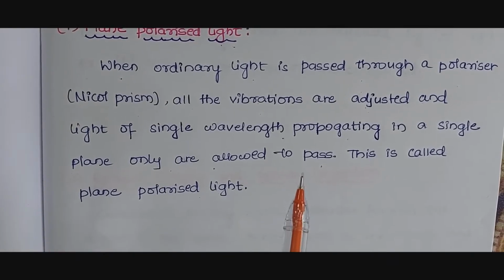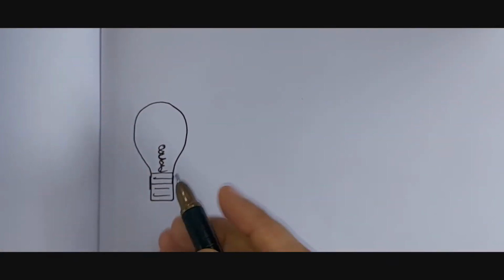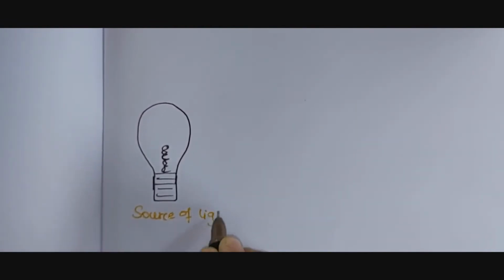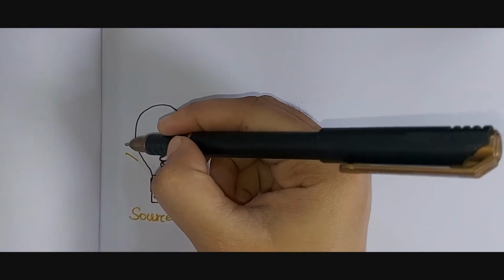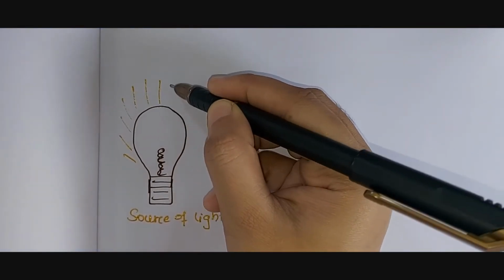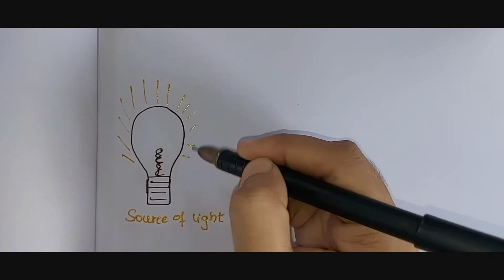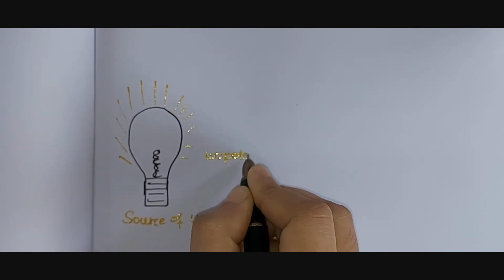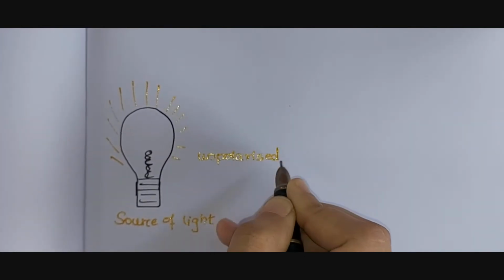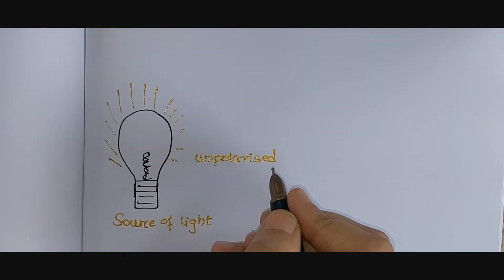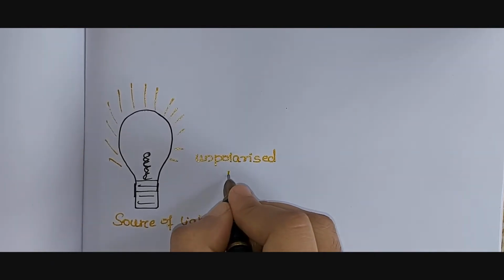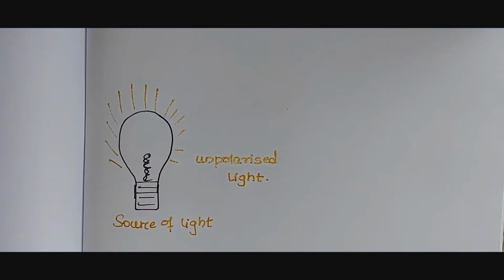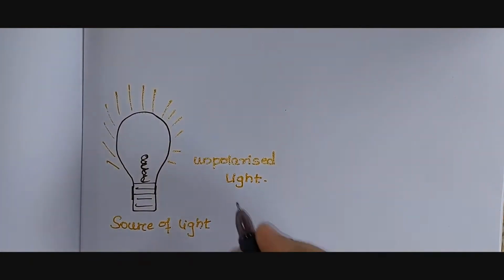Consider that you have a source of light, which is nothing but a bulb. When you observe this source of light, how is the light emitted? Is it emitted only in a single plane, that is, in one direction, or in all possible directions? We observe that it is emitted in all possible directions, and such light we call unpolarized light. So what do we mean by unpolarized light? Light moving in all possible directions is called unpolarized light.